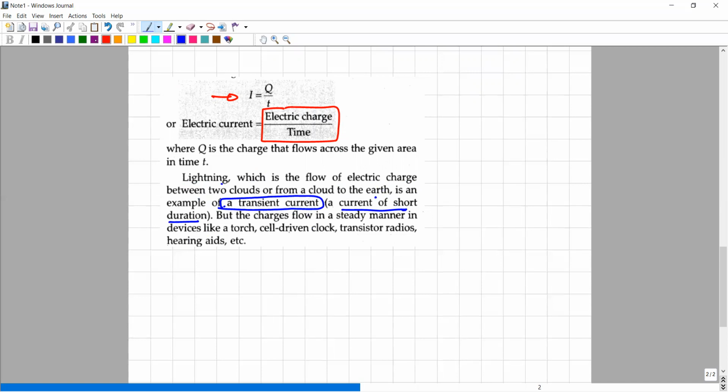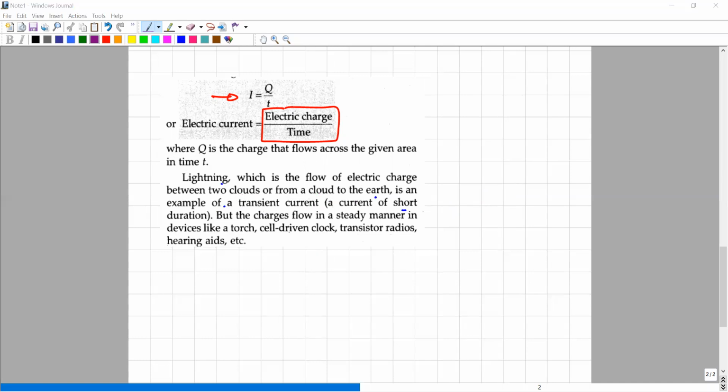But this is not how your home electricity works. Home electricity works with the idea of steady charge flow. That means the charges are flowing steadily, and that is why your fans and lights and all these DC voltage devices work. Okay, torch, hearing aid, because a steady flow of charge is required to run these devices. But this large amount of current flowing in a small time will be the transient current.